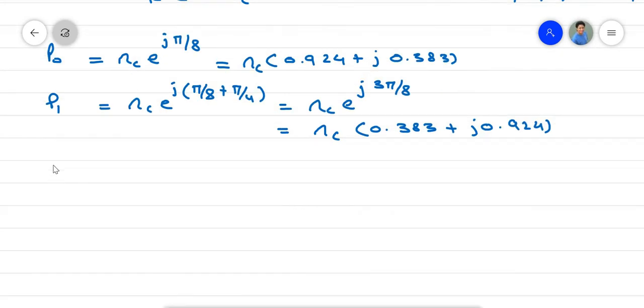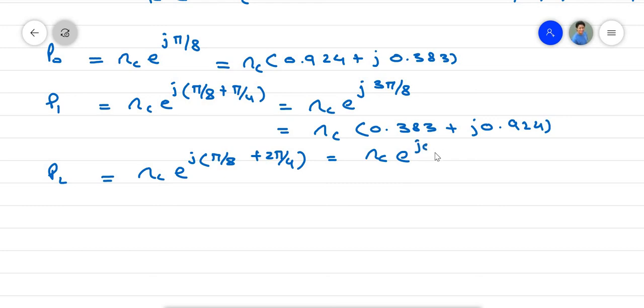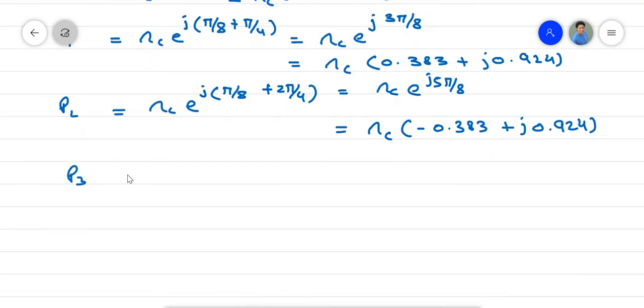After P1, we will find out the value of P2. P2 will be equal to omega c exponential j (pi by 8 plus 2 pi by 4), which is equal to omega c exponential j 5 pi by 8. If we solve, it is omega c times minus 0.383 plus j 0.92.